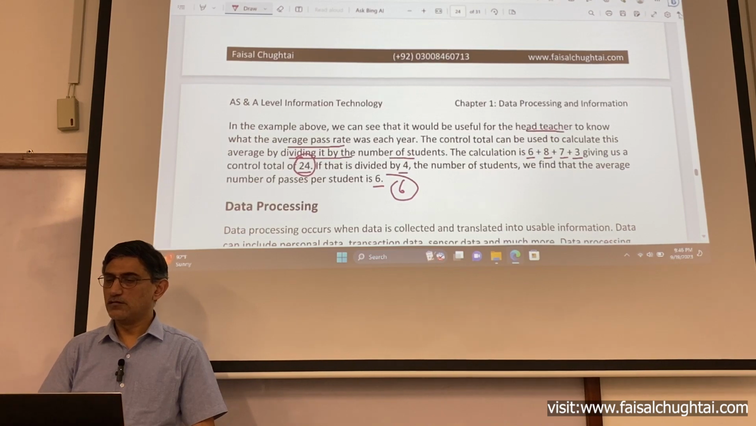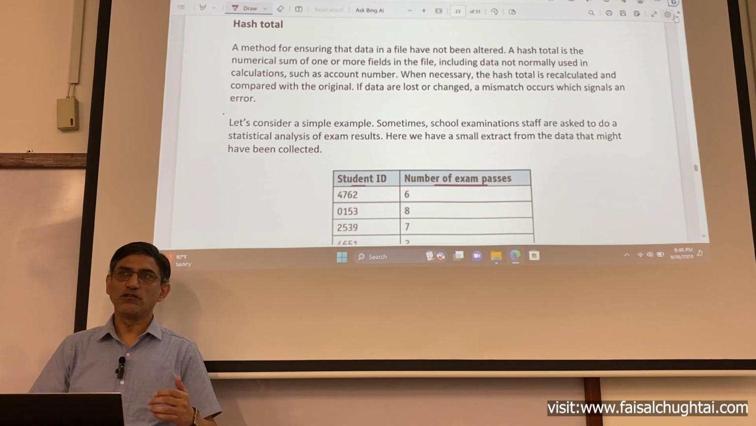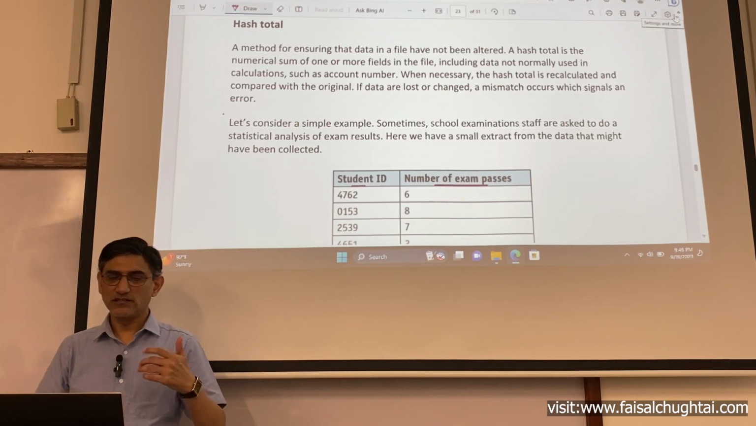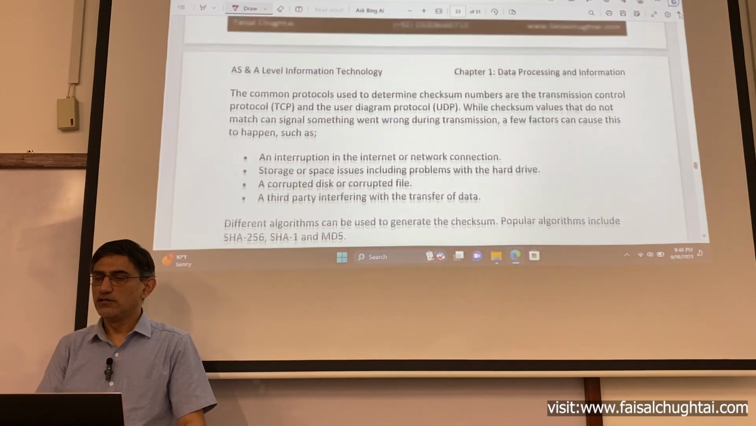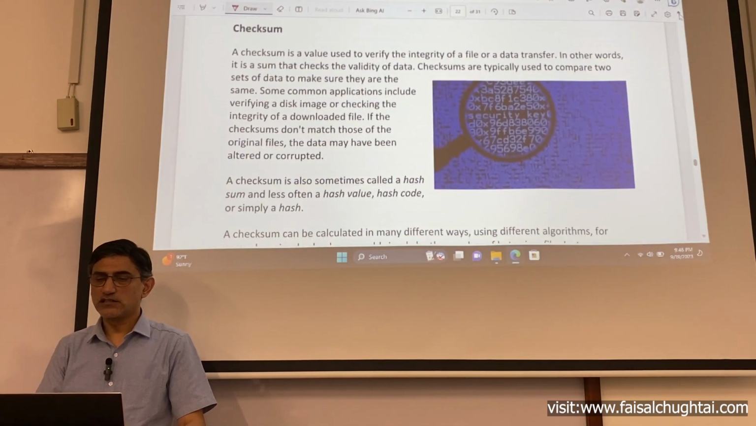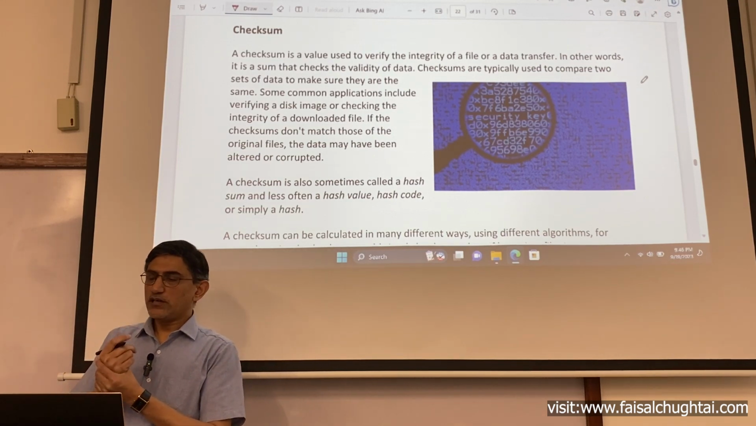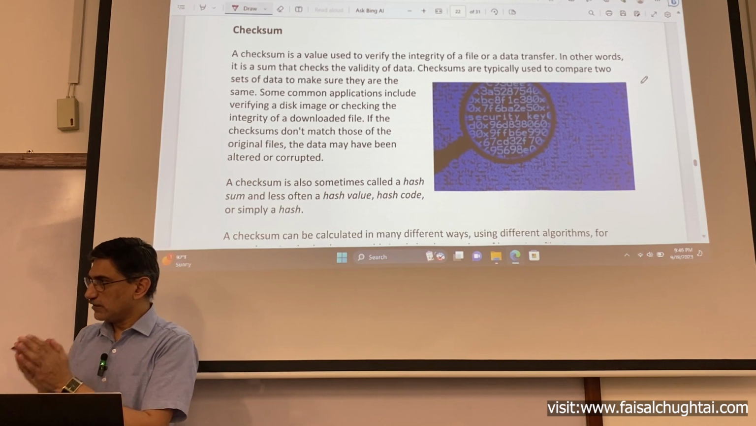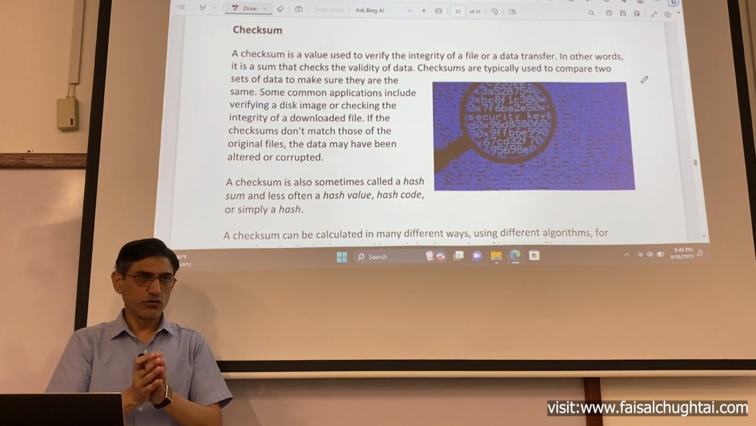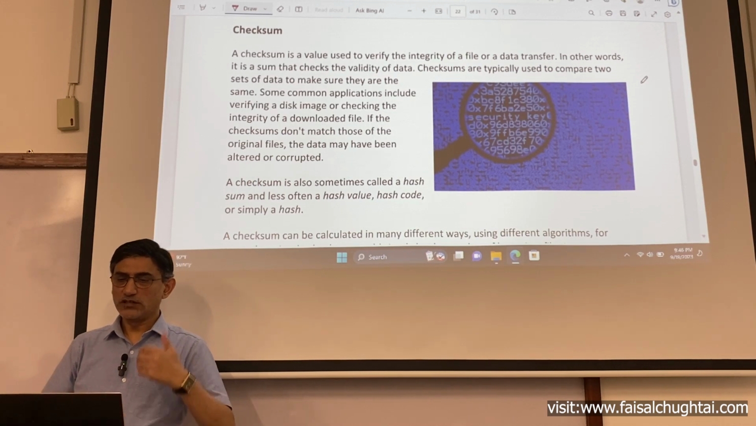Whatever is given in the book is a bit confusing. I would not say it is confusing, but it doesn't really explain it very well. So I would like to discuss this from my notes. Now, what are checksums? Checksums are again a little different from hash totals and control totals. How are these different? Let's see. What does a checksum do?